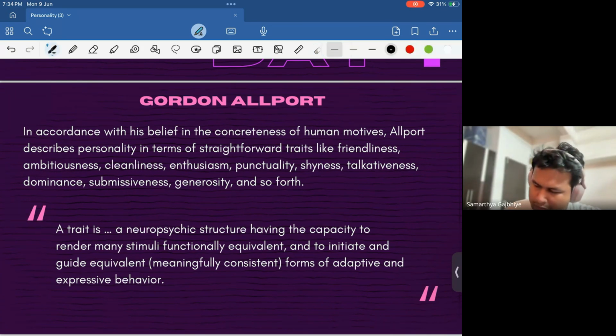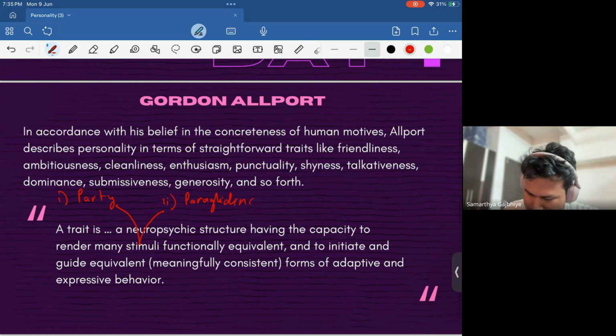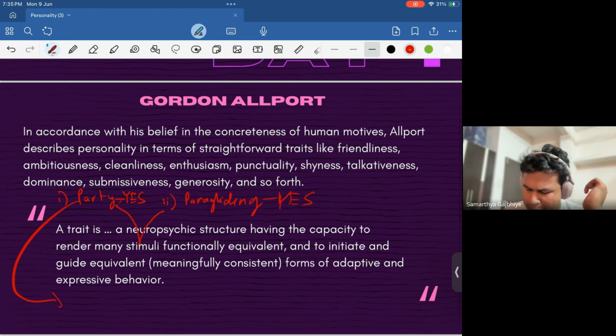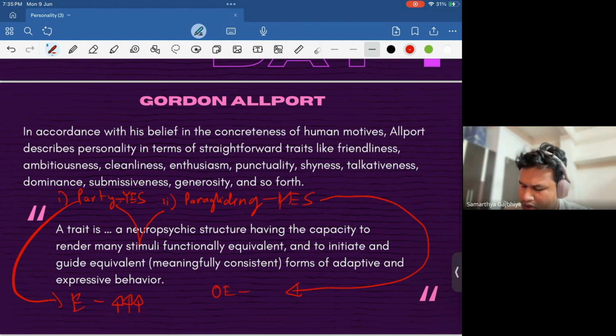Okay, so when talking to Divya, what was the stimuli? The first stimuli was a party, and the second stimuli was a paragliding experience. And to both, Divya said yes, right? So these are stimuli. The stimulus is a party, and Divya says that at the party she will talk to the strangers. So that means maybe extraversion is a little high. We are not assuming anything, but maybe extraversion could be a little high. Paragliding also, Divya said yes. So maybe openness to experiences is also a little high.